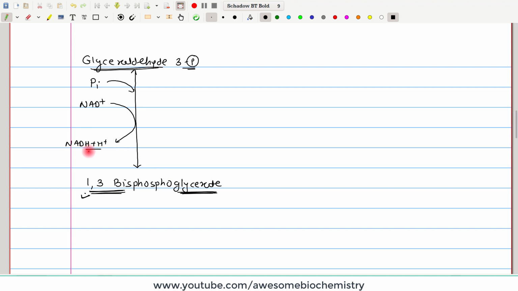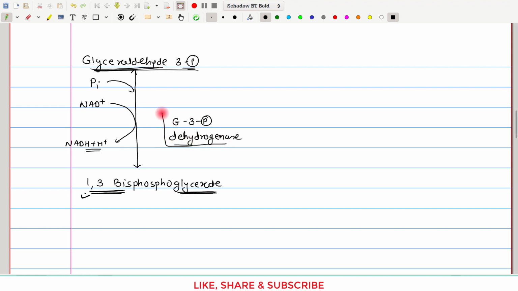Now, as you can see, 2 hydrogens are getting removed. So, what will be the name of this enzyme? Of course, it will be dehydrogenase. Now, what kind of dehydrogenase will it be? As it is removing 2 hydrogens from the glyceraldehyde 3 phosphate, we call this enzyme glyceraldehyde 3 phosphate dehydrogenase. So, this becomes the complete name of this enzyme, and its short form is G3PD. Now, this glyceraldehyde 3 phosphate dehydrogenase is inhibited by 2 important toxin compounds.